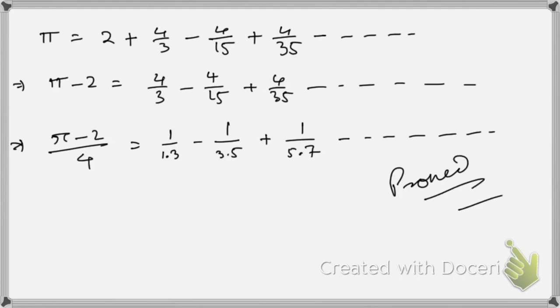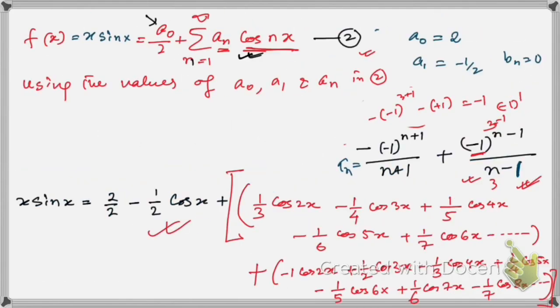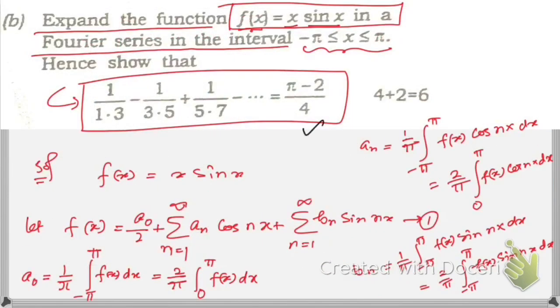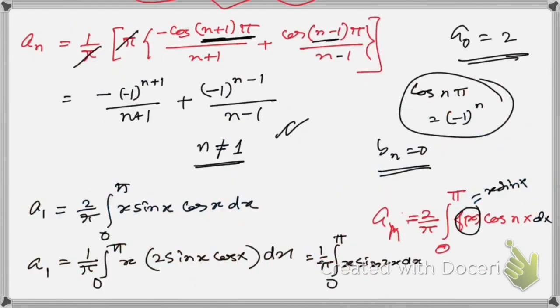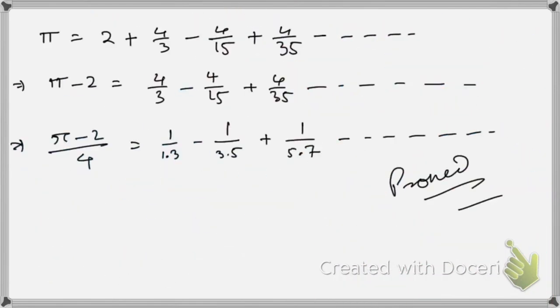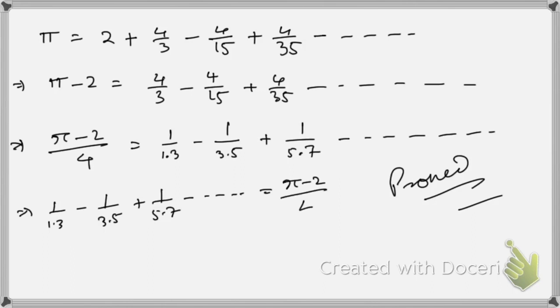So this is proved. Because if you see the question, that is what we needed to prove. So here you can see, this is what we need to prove, right. So you can write it this way as well: 1 by 1 into 3 minus 1 by 3 into 5, then plus 1 by 5 into 7 minus dot dot dot and so on, which is equal to pi minus 2 by 4. That is what we needed to show. So hope you have understood.